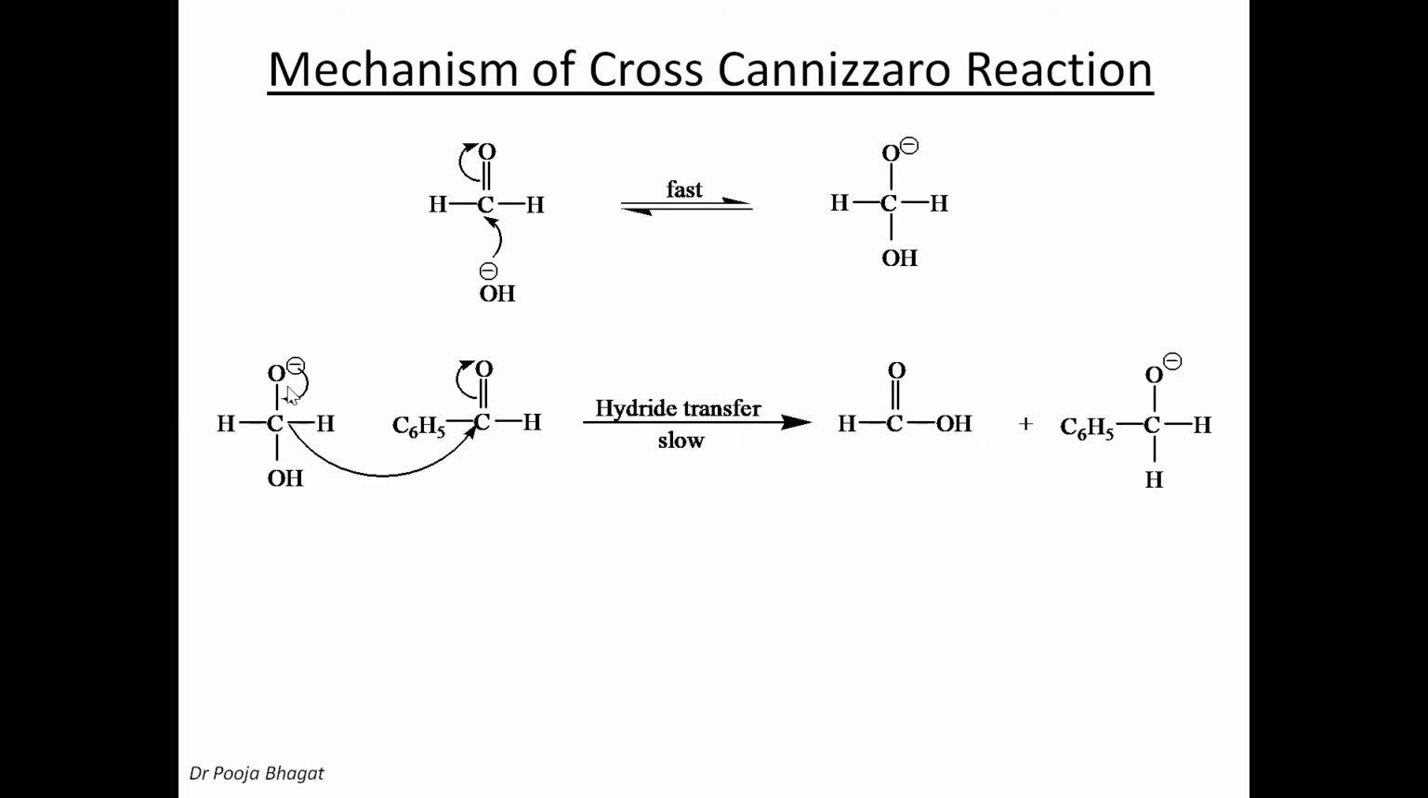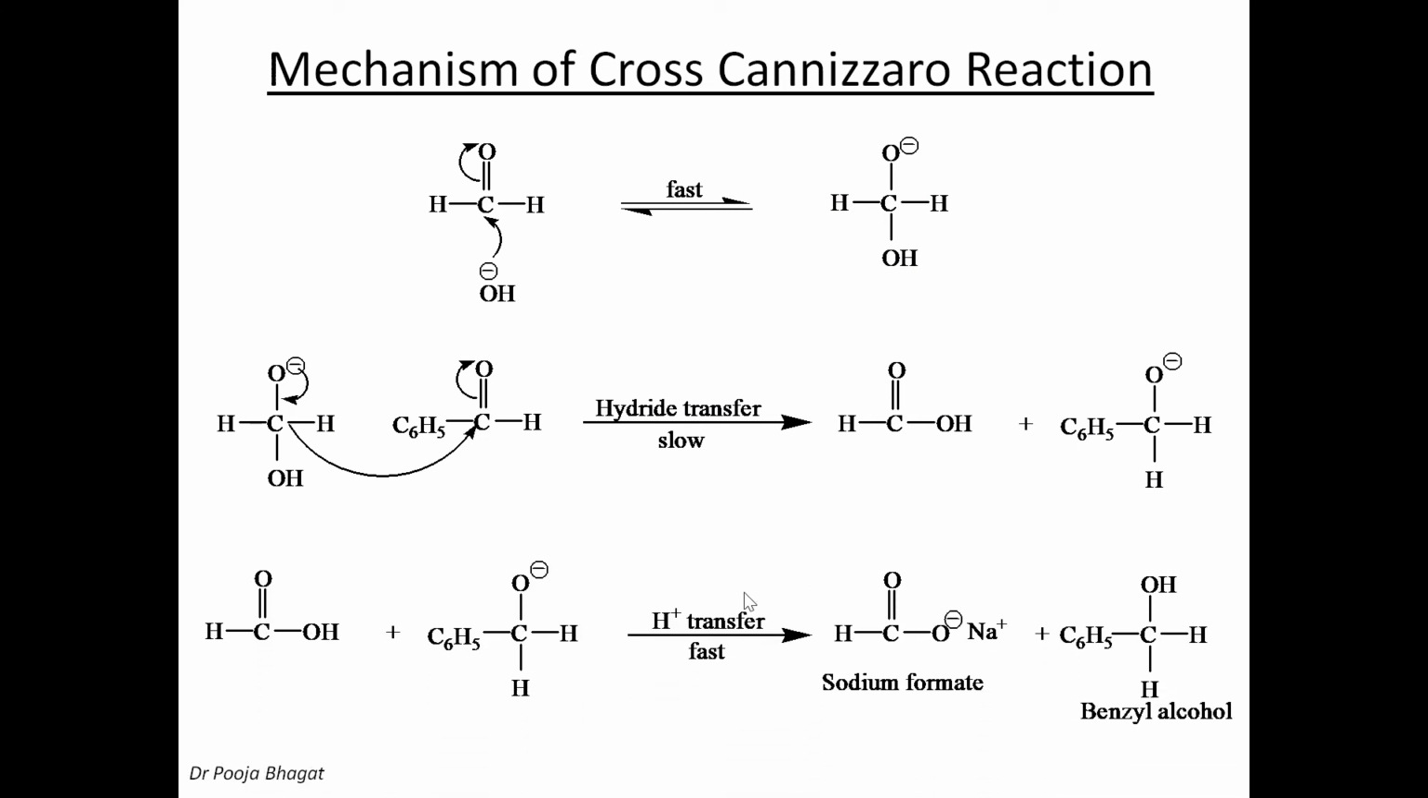Then O negative will come back between oxygen and carbon, and this hydrogen goes out as hydride ion and will attack another carbonyl carbon, here in this case benzaldehyde. So H negative will attack here and the pi electrons will be shifted towards oxygen. So hydride transfer, and what will you get from here? It is HCOOH, that is acid, and here you will get C6H5CH2O negative, and formic acid.